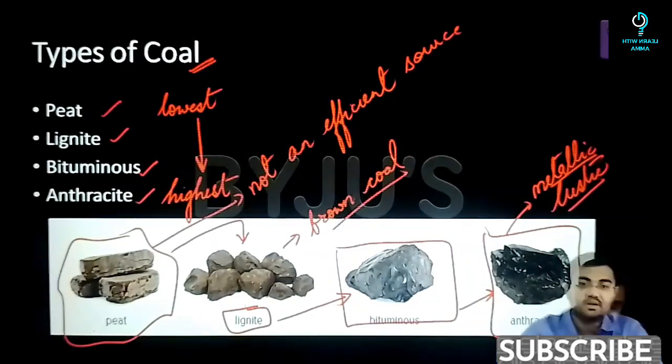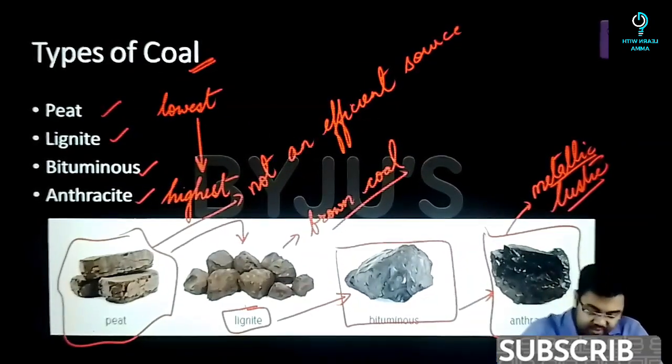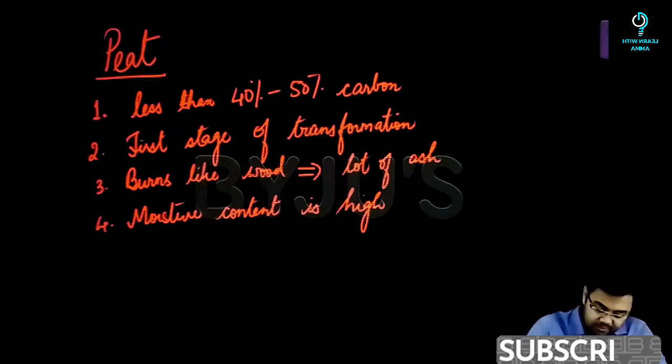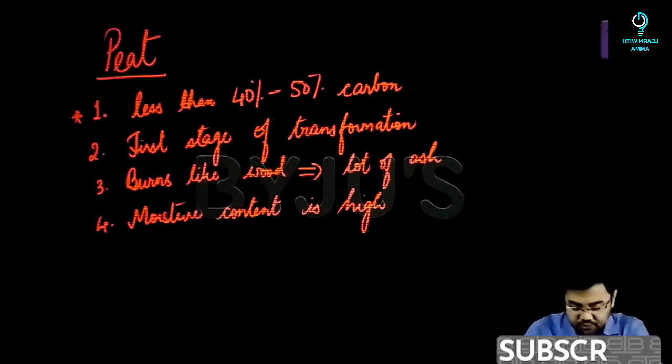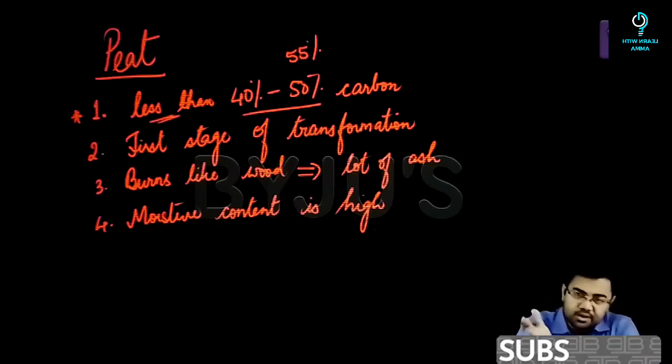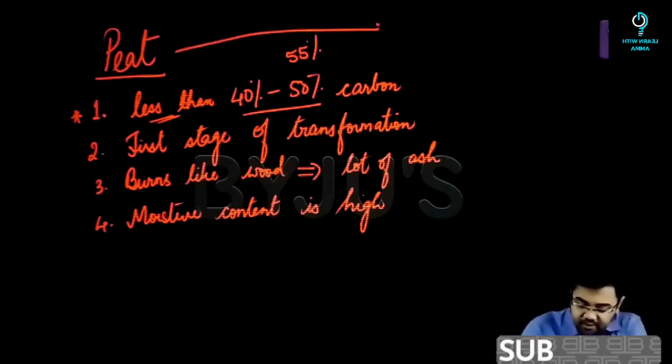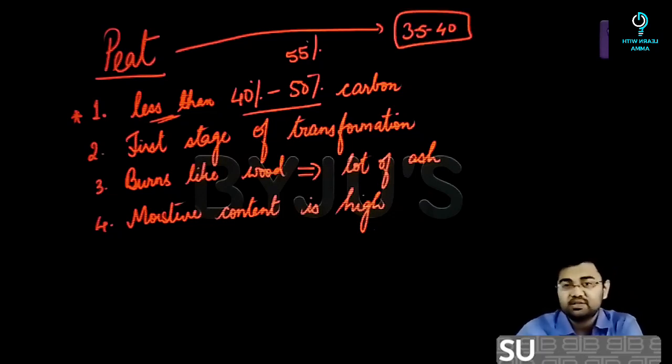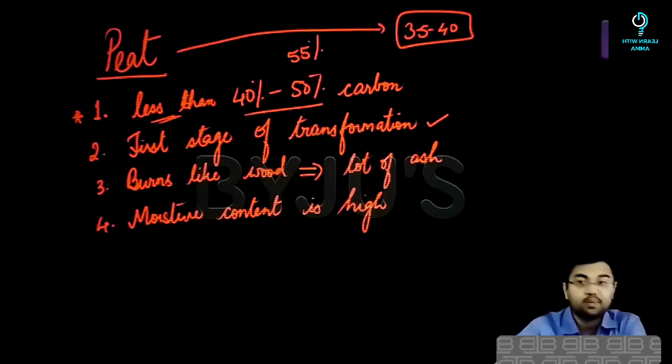So one by one, let's look at some of the most important parts with respect to peat, lignite, bituminous and anthracite. If I talk about peat, the first important part is that the amount of carbon content that it has is 40 to 50%, or sometimes you'll see up to 55% probably. So if it is less than 40%, sometimes called less than 55%, then we call it peat. But essentially it should not have more than 35 to 40% carbon. If it goes beyond 40%, we usually start calling it lignite, not peat. Then it is said to be the first step of transformation.